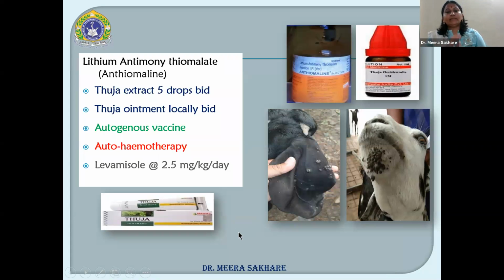In large animals, we give lithium antimony thiomalate. Likewise, the same treatment we can give in small animals. The dose is very small, 2 ml is given, 3 times in a week. Or similarly, along with the antimony injection, we can apply thuja ointment locally on the wart area, or thuja extract drops can be given morning and evening for a period of 3 weeks. So generally a 3-week treatment, or sometimes more than 1 month of treatment, can be necessary.